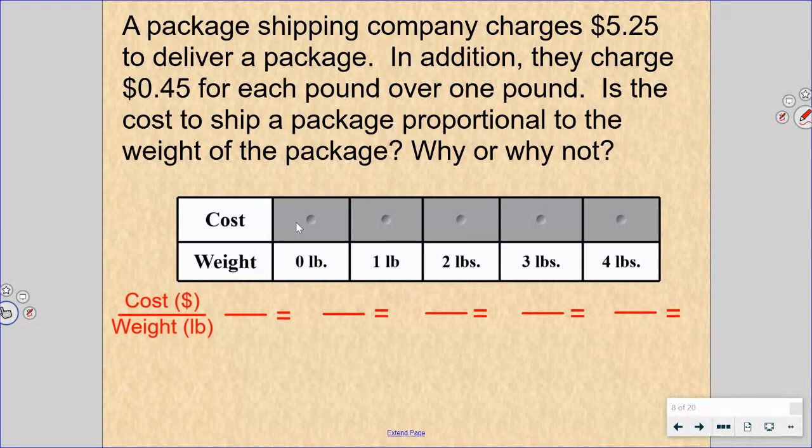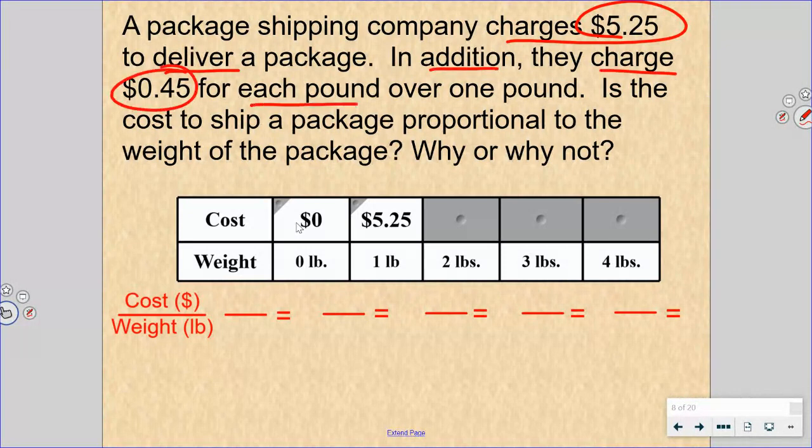Now, as mentioned, it costs $5.25 to deliver. Well, of course, 0 pounds would be $0. My apologies, $5.25 to deliver a package that is 1 pound. But anything in addition to 1 pound is going to be another 45 cents. Now, why don't you go ahead, pause the video, and fill out the rest of the table. Come on back when you're ready.